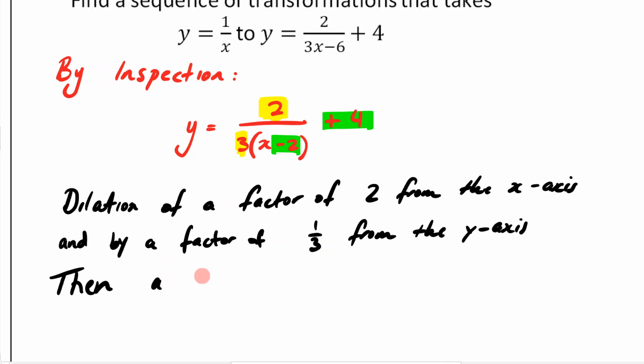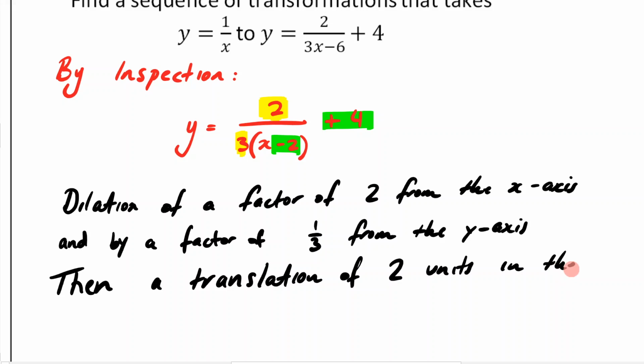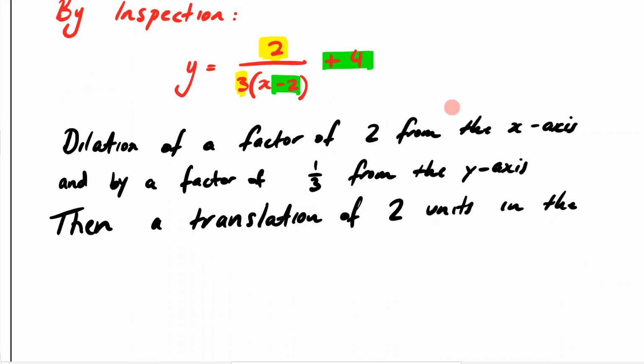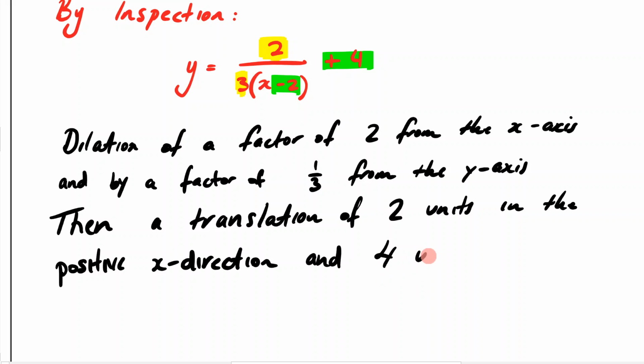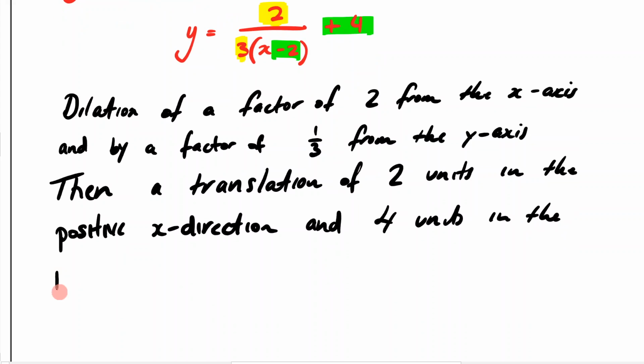Then a translation of 2 units in the, now, we've got to be careful here because there's a negative in the positive x direction and 4 units in the positive y direction. Man, it takes forever to write.